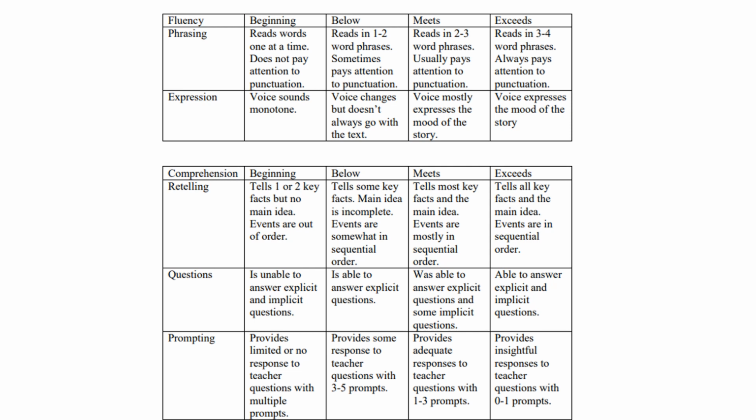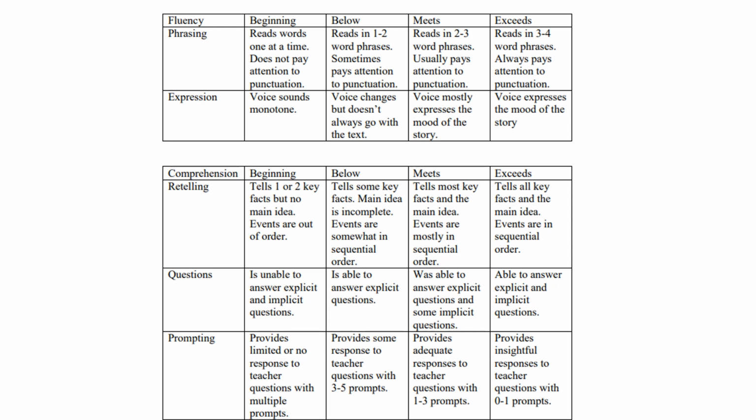Here's an example of a teacher-created rubric in the area of reading. So this could be something that a grade level, a group of teachers works on together, and they have some expectations for fluency, comprehension, retelling, and at the top you'll see their criteria are listed as beginning, below, meets, exceeds. You could even add points 1, 2, 3, 4, and they list out their criteria or what's expected.